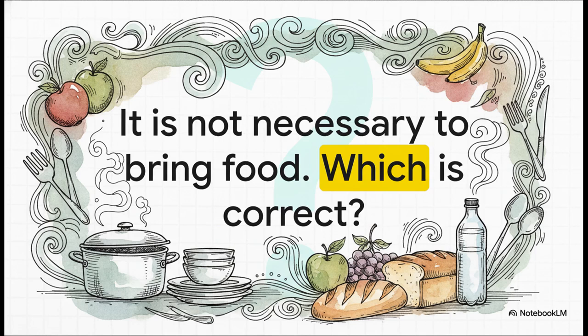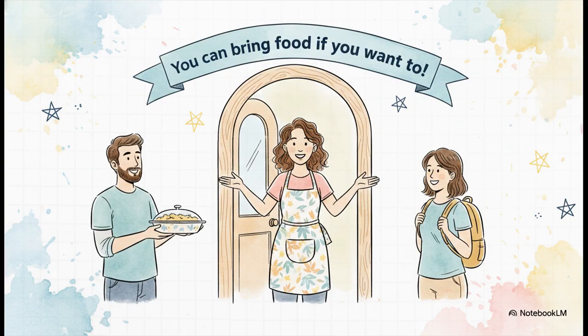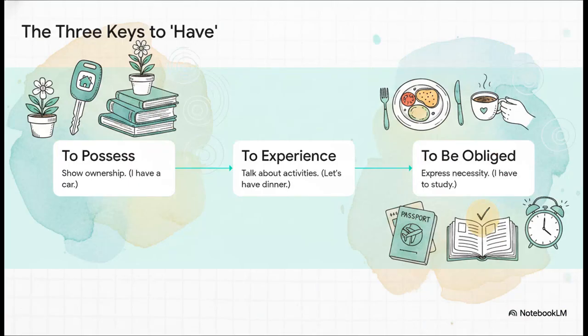Picture this. You're going to a party, and the host tells you it's not necessary to bring food. How would you say that? Is it A, you don't have to bring food, or B, you must not bring food? Remember that big difference between optional and forbidden. And the answer is A. You don't have to bring food. It's optional. You can if you want, but it's not required. Must not would be like the host saying, hey, don't you dare bring food here. Big difference. Awesome job.